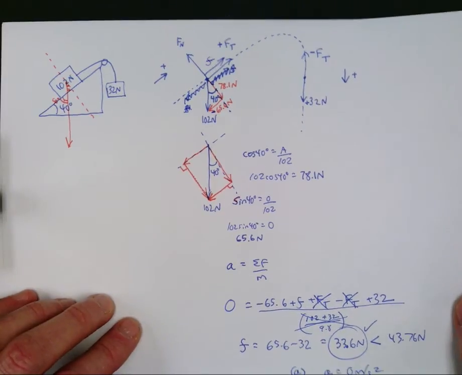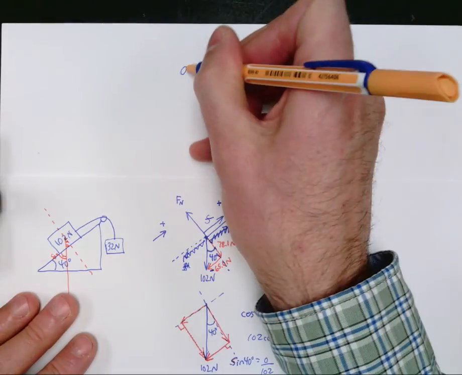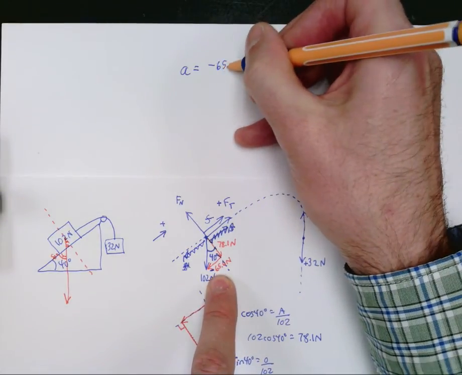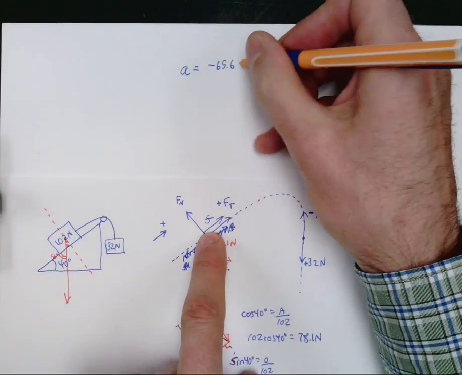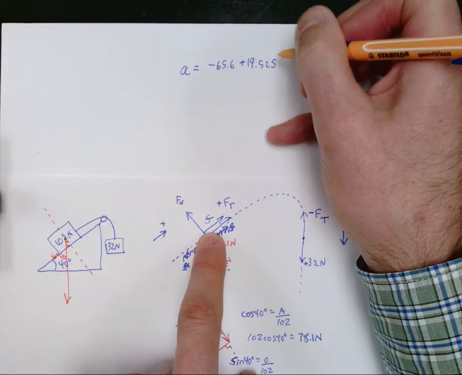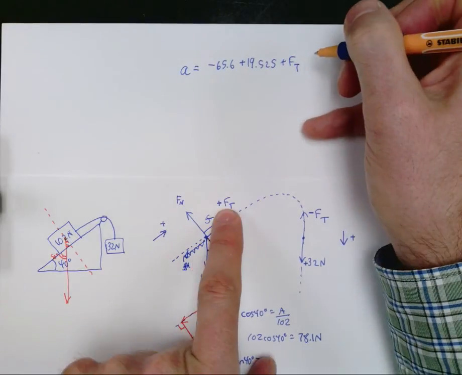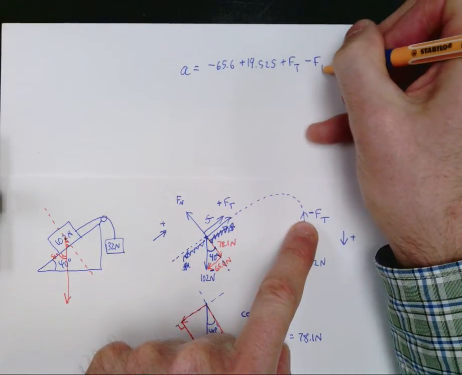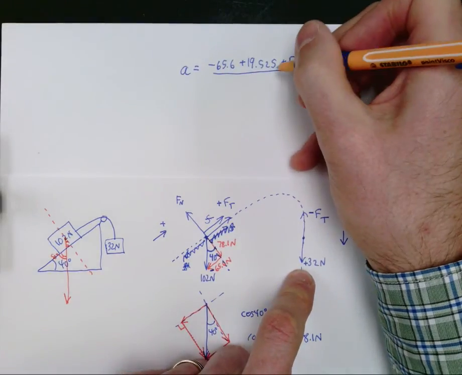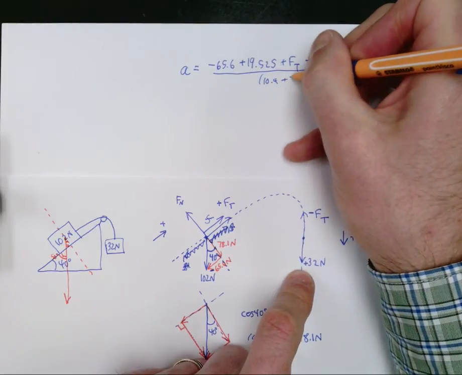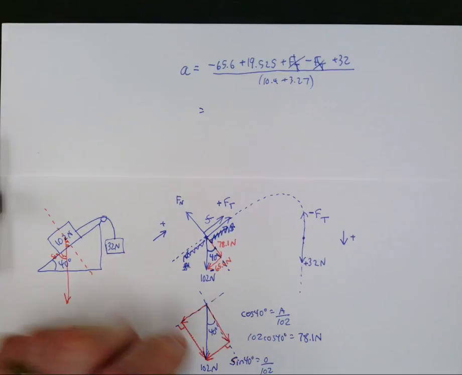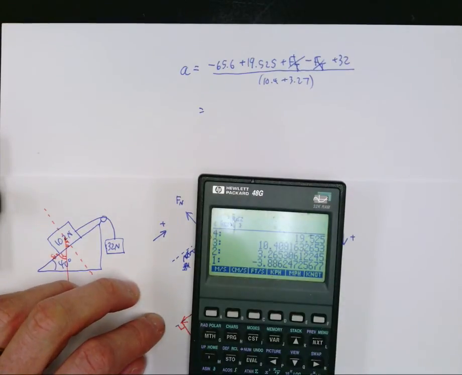So now when we add these forces together to get the acceleration, we're not going to forget this one this time: negative 65.6 plus kinetic friction, which is 19.525, plus the tension force that we don't know what it is, minus this tension force, plus 32, all divided by the combined mass, 10.4 plus 3.27. Tensions cancel out, and we can just put this into the calculator.